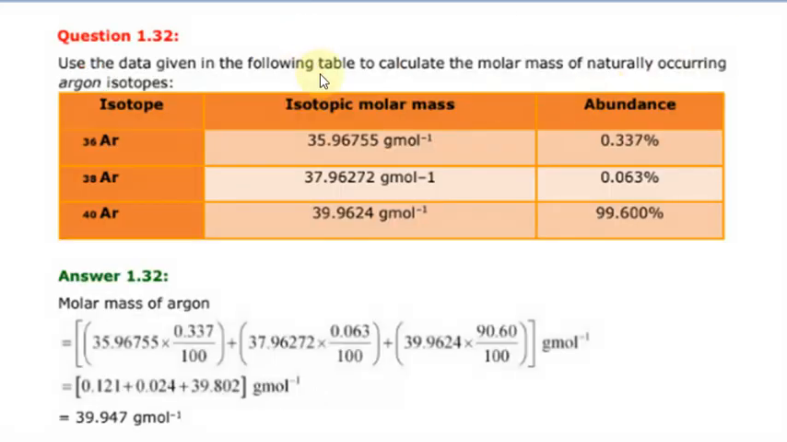Coming to the next question, that is 1.32. There is data given. In the following table, calculate the molar mass of naturally occurring argon isotopes. ठीक है, सो आर्गन के आइसोटोप्स होते हैं 36, 38, 40. What are isotopes? Same atomic number but different mass number. So isotopic molar mass, 3 different values here. Abundance, how much percentage? So we have to calculate the average.